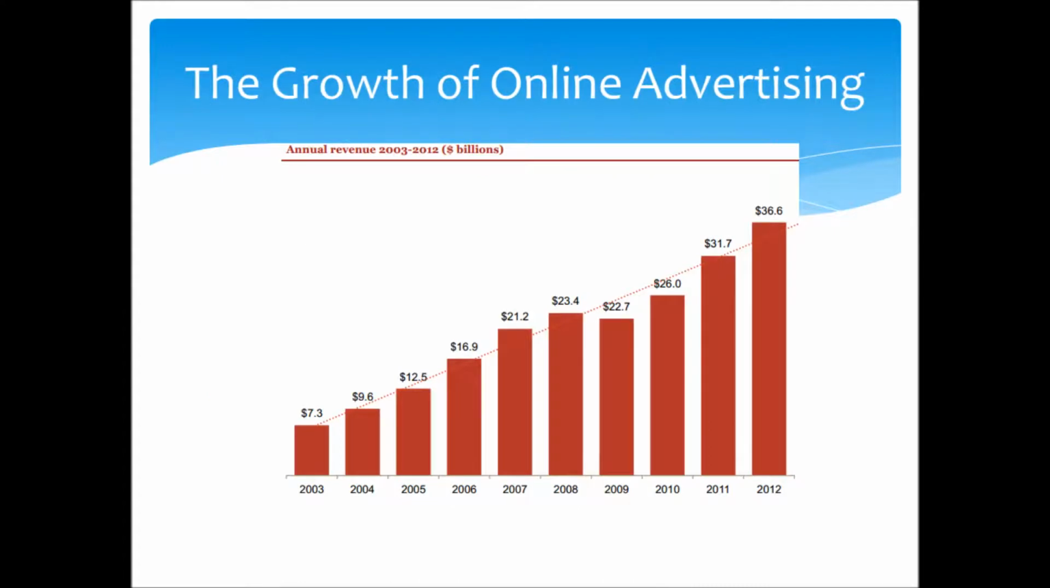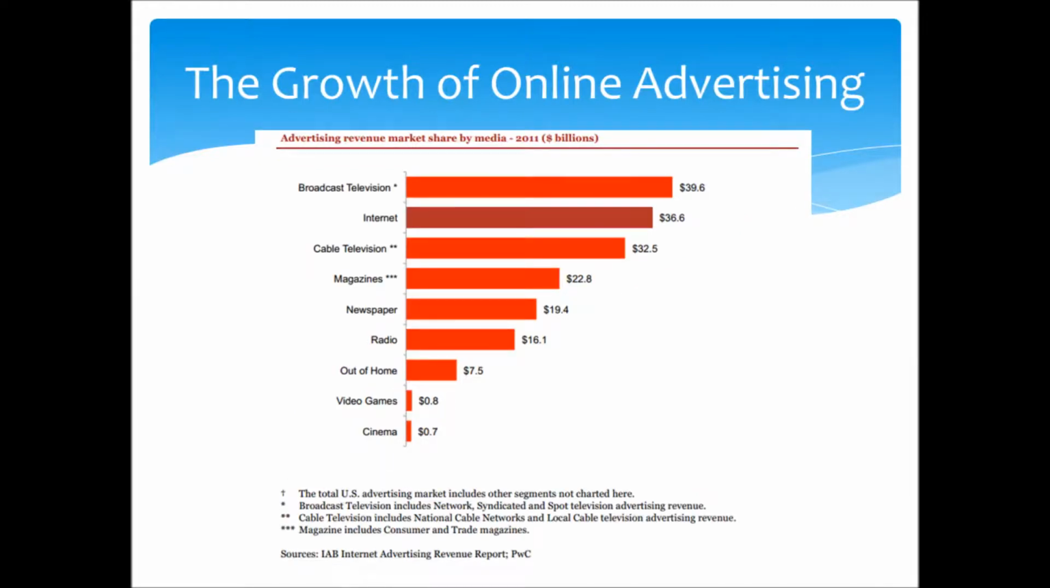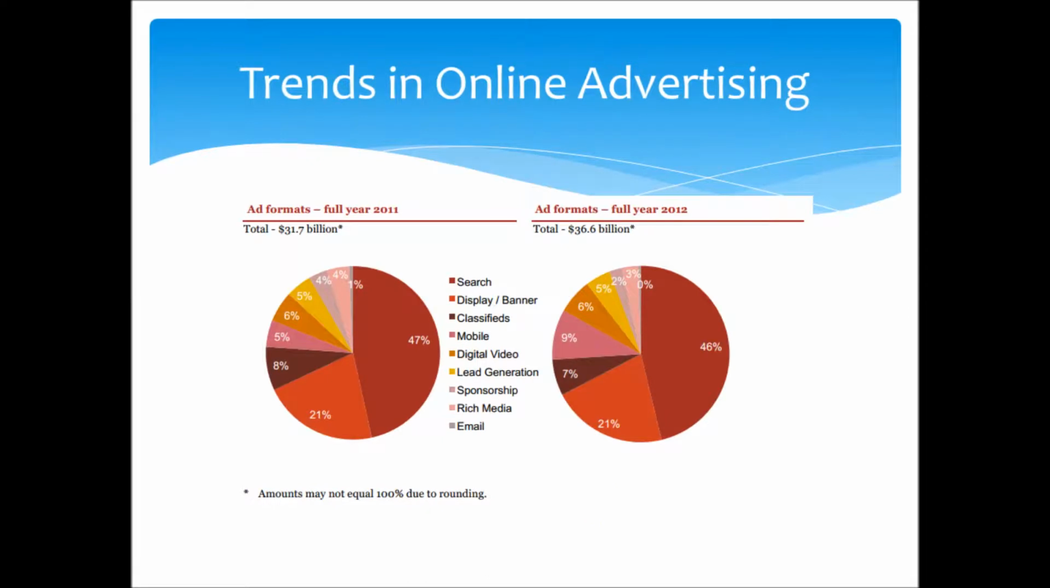Because of this, online advertising has been growing steadily over the last decade, from $7.3 billion annually in the United States in 2003 to $36.6 billion in 2012. Revenues from online advertising in 2011 were second only to that spent on broadcast television, eclipsing those of cable TV, magazines, newspapers, and radio. One trend to keep an eye on is the growth of mobile ads, which are ads specifically for smartphones and tablet devices. In 2011, 5% of online ad revenues came from mobile. In 2012, it was 9%.